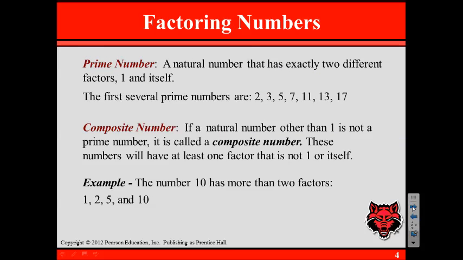A prime number, this is the second definition. A prime number is a natural number that has exactly 2 different factors, 1 and itself. Now a natural number is nothing more than a counting number, 1, 2, 3, 4, and so on. This list of numbers does not include 0 or any negatives. Now if a number is not a prime number, it is considered a composite number. A composite number just has a different way to be multiplied other than 1 and itself.